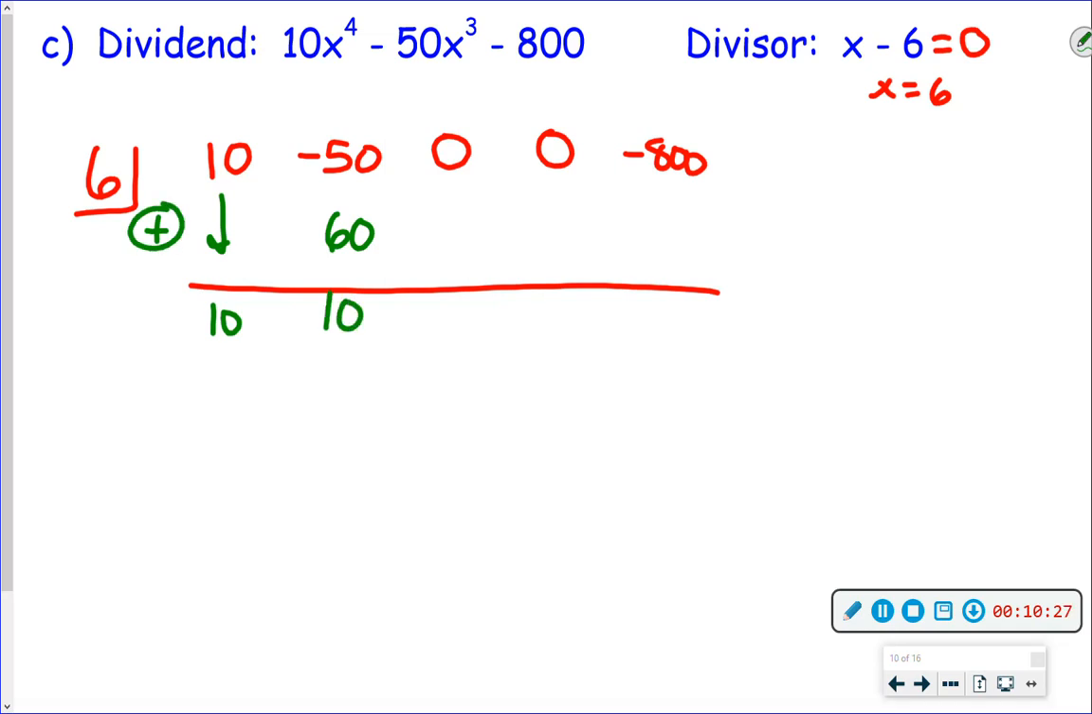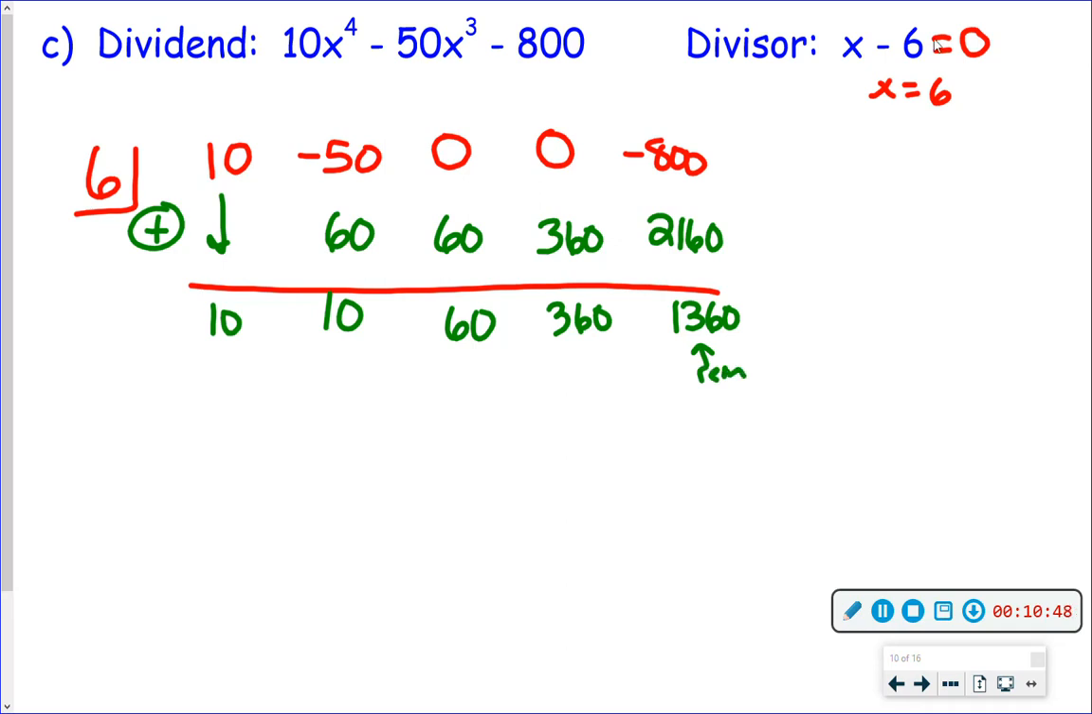10. 6 times 10 again. Add 0 and 60. 6 times 60, 360. You might need a calculator for this. 6 times 360 is 2160. And then I added negative 800 and 2160, which gives 1360. So this time we do have a remainder. Now, big kids, we're going to write that, of course, in fraction form.